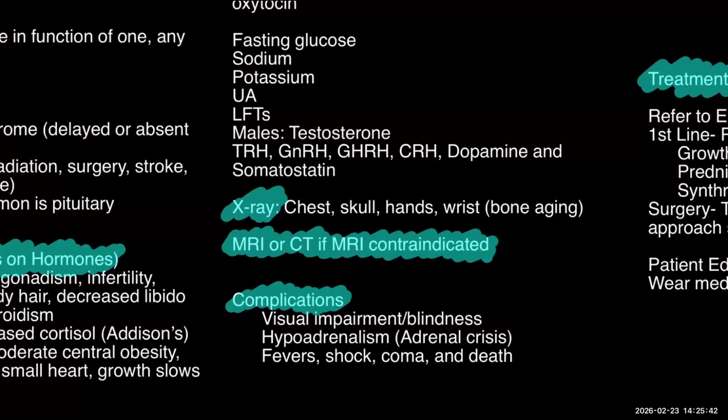X-rays. We do X-rays of the chest, skull, hands, and wrists just to look for bone aging. They're going to have a lack of cortisol, and lack of cortisol leads to bone problems, so check for that as well. MRI is always the best thing to do for any type of pituitary problem. But if there are any contraindications to the MRI, you can do the CT as well.